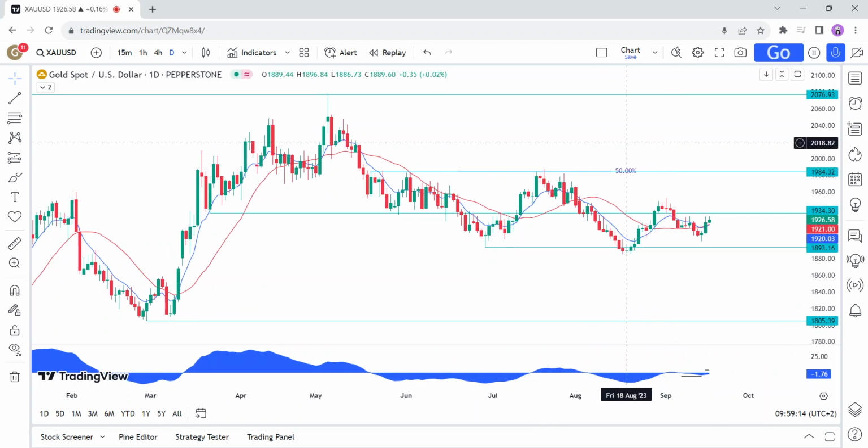Hi everyone, this is a technical analysis on gold. Let's start with some fundamental background first.